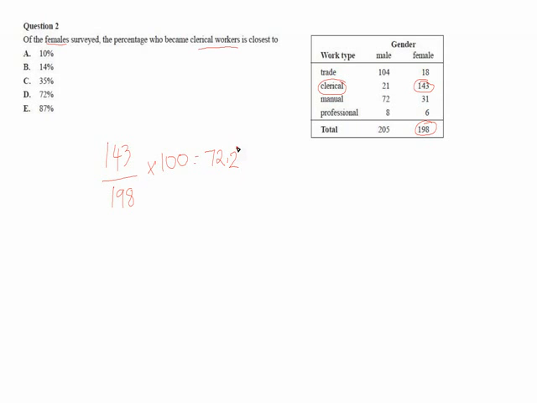72.2% recurring, and the closest one to this would be D. So your answer you would circle is D for this question. Fairly straightforward and easy 2 marks so far.